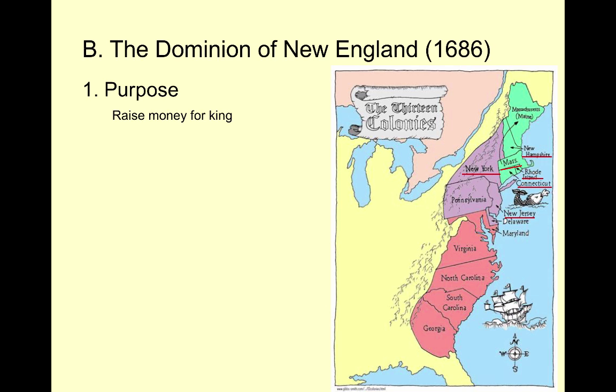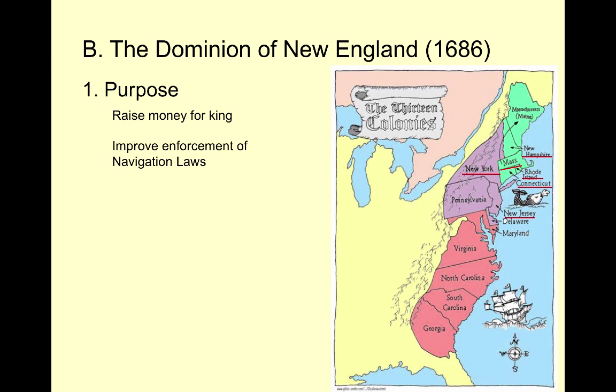And so here is our second time that colonies have come together. Now, the New England Confederation was brought together, if you remember, because the colonies wanted it. Here, the Dominion of New England is created to bring colonial unity, but it's forced upon the colonists. They don't really want this to happen. And so it's still colonial unity, but for a different reason than the New England Confederation.